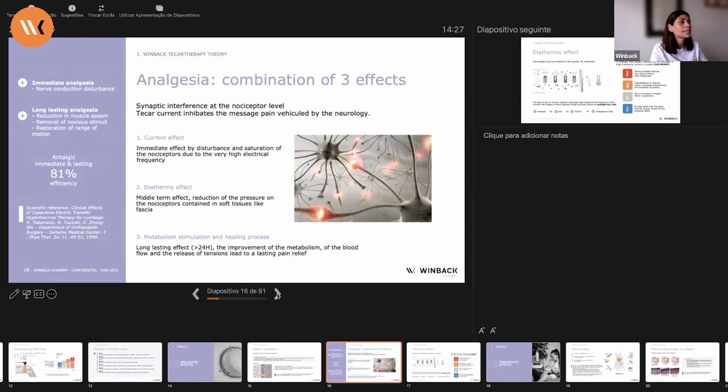Another effect is the analgesia, and it's a combination of 3 effects: the current effect, the diathermic effect, and the metabolism stimulation and healing process. So there is synaptic interference at the nociceptor level: the Tecar goes and stops the message of pain vehiculated to the brain. We'll work with the gate control system. We'll activate the thermal sensors and the tactile sensors, and we'll block the nociceptor information.